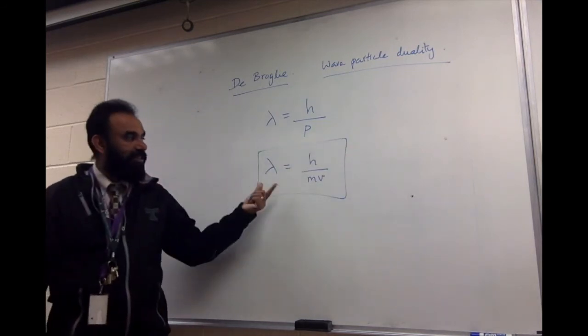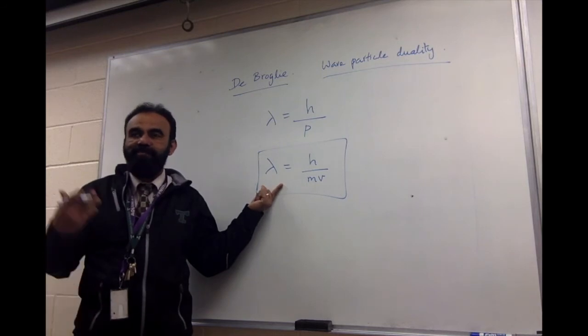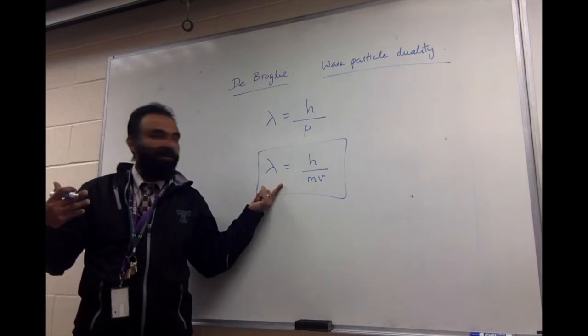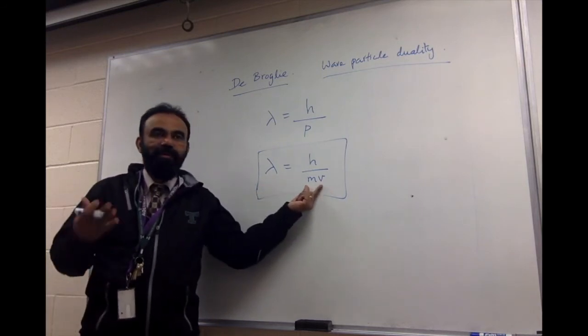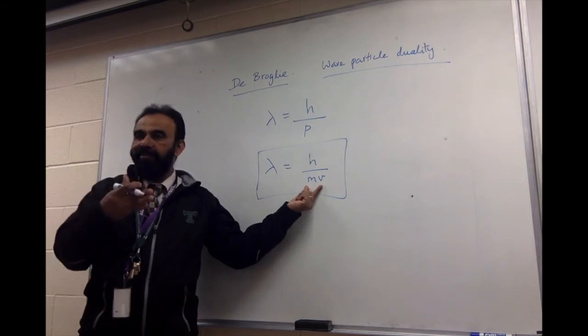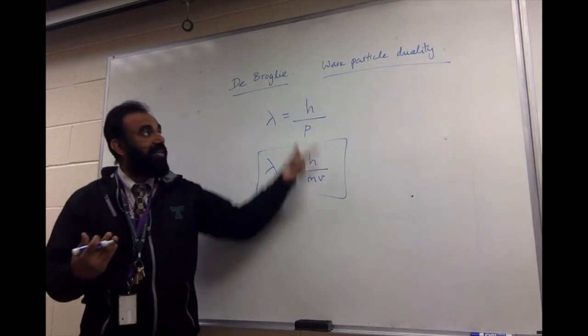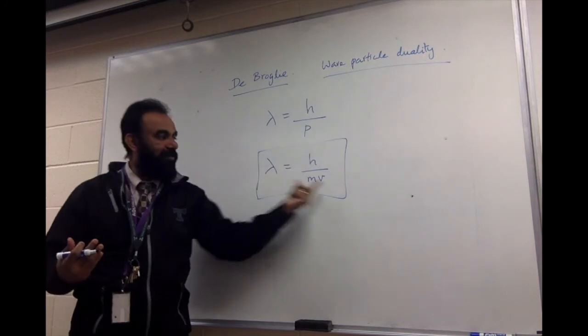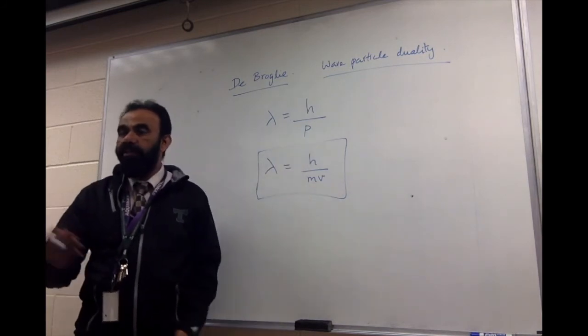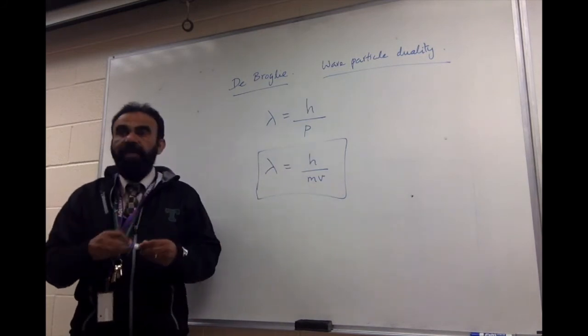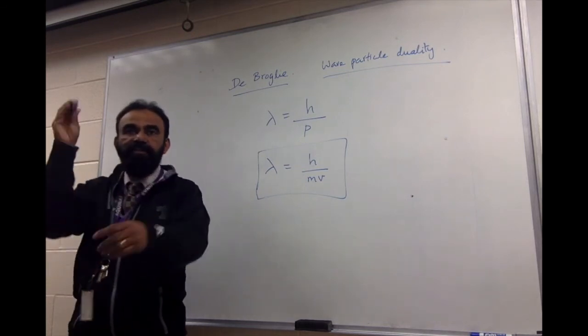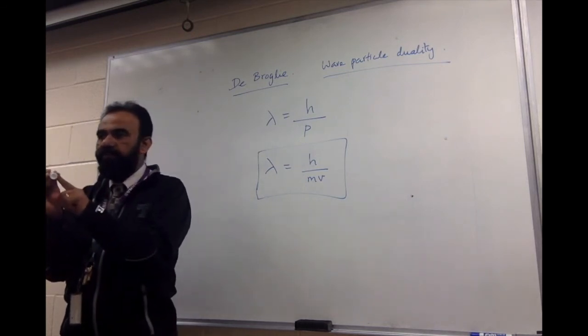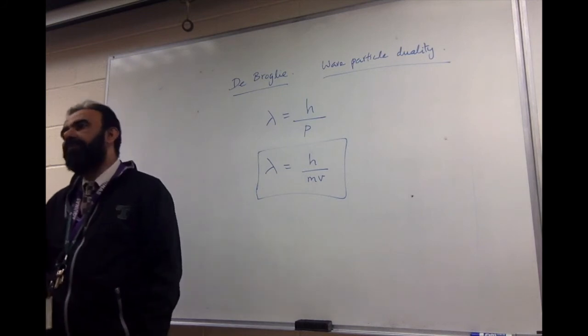Now, if we carefully look at this equation, the left-hand side is something to do with waves. The right-hand side is something to do with particles. You see it? So this is the equation that connects wave-particle duality. According to him, anything that's moving, if I throw this marker at you, that marker has momentum. That means it has a corresponding wavelength.